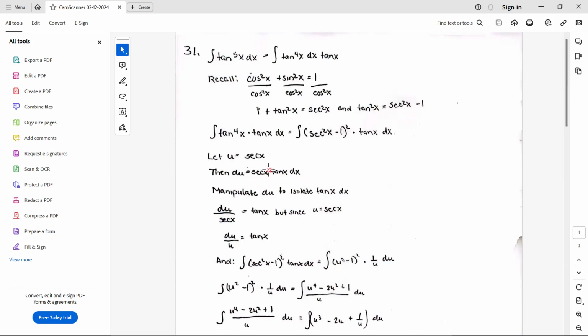What I can do is, I know I can substitute for this first part of the integrand. What I can do is manipulate this expression and isolate tangent x dx and see what happens. If I do that, essentially I divide by secant squared. So I get du over secant squared x is equal to tangent x, but u is the secant. So I have du over u, okay? And I can write this piece as tangent.